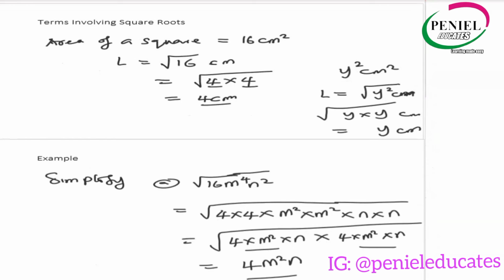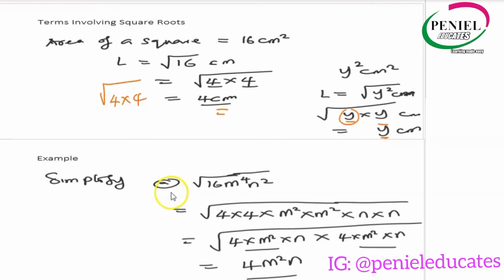If we quickly look at the terms involving square roots, for example, we're given area of a square to be 16 centimeter square. Then the square root will be what? The square root of 16 is 4, but before you do that, you can do 4 multiplied by 4, and that's the square root. Then your square root will be 4 centimeters. So once you have a length equal to this, you can do y multiplied by y, and once you do a square root, you choose one of them once they are equal. All right, that is how that one is.